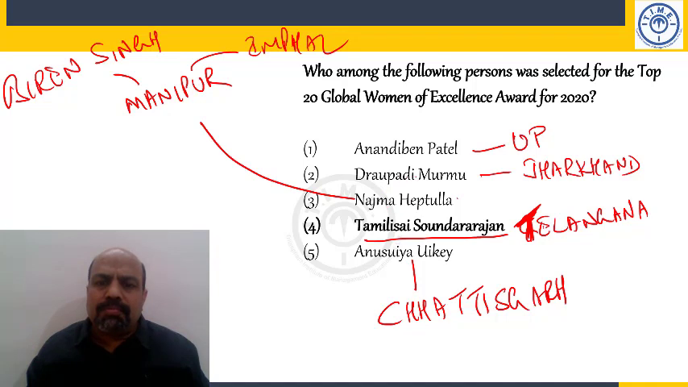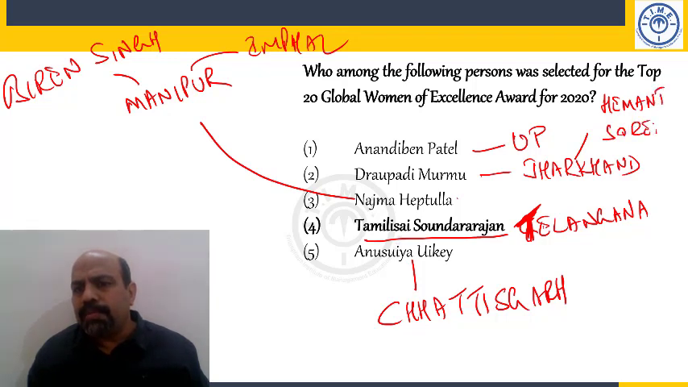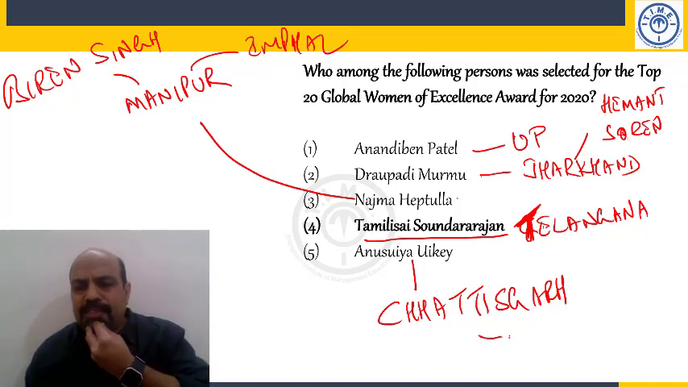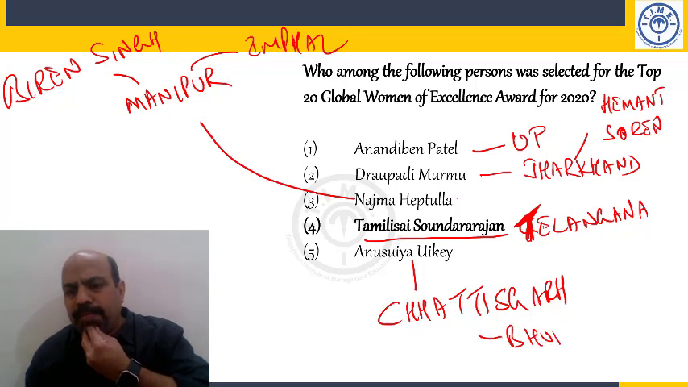Najma Heptullah, Draupadi Murmu is at Jharkhand. Jharkhand's chief minister is Hemant Soren. Okay. Then Chhattisgarh chief minister is Bhupesh Baghel.